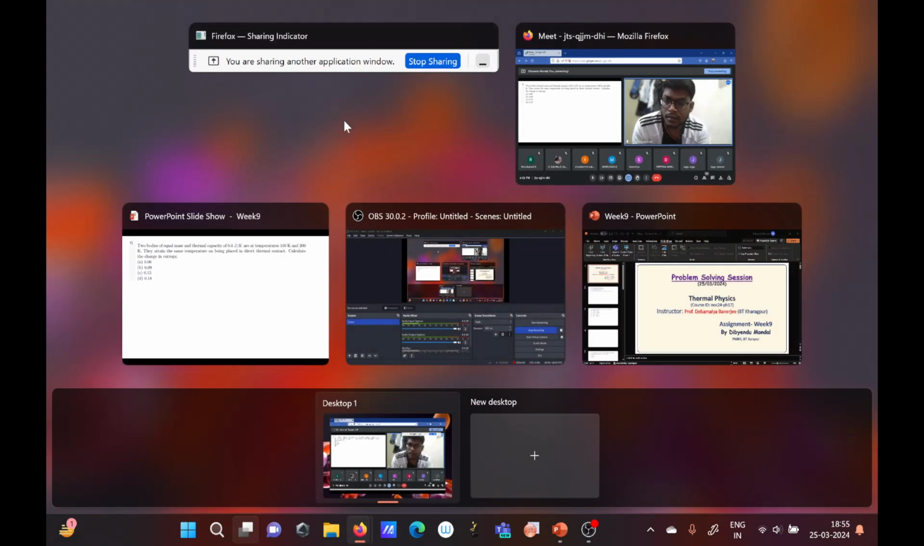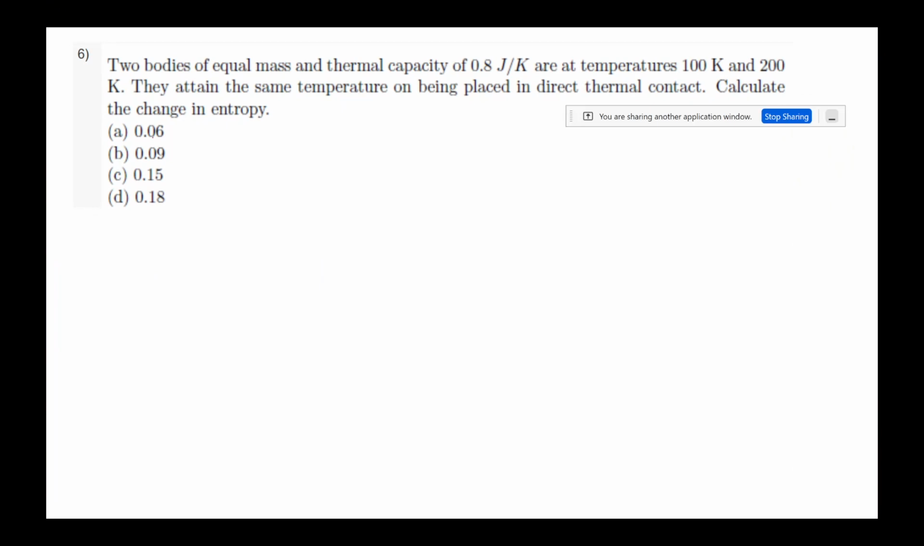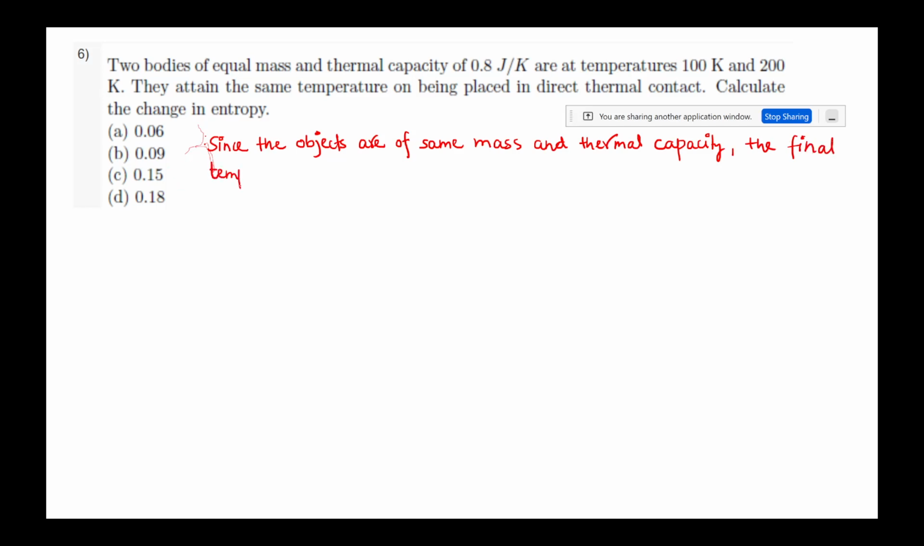So let me write here. Since the objects are of same mass and thermal capacity, the final temperature TF will be (200 plus 100)/2, 150 Kelvin. Okay.